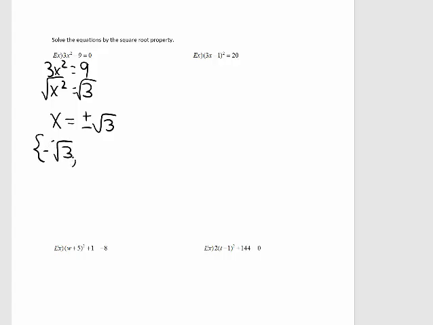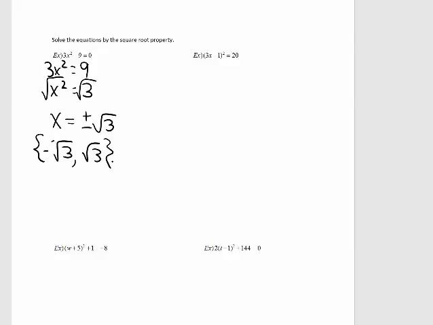All right, so let's solve the equations by the square root property. So again, when I see 3x squared minus 9 is equal to 0, I'm going to add 9 and divide by 3. Now, I have the x squared term by itself, so I'm going to take the square root of both sides. Now remember, the square root of x squared, that is x, and I'm going to rewrite here plus or minus the square root of 3. So my solutions here are negative square root of 3 and positive square root of 3.